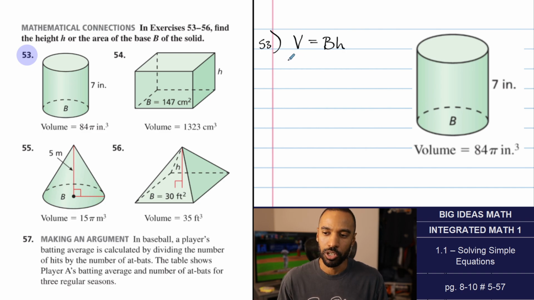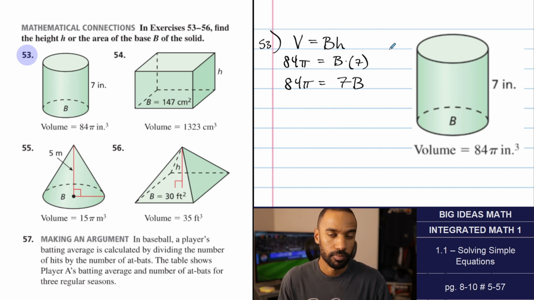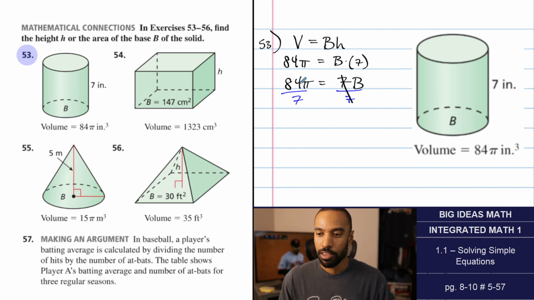You're given the volume as 84 pi cubic inches. You're given the height is 7 inches. You're multiplying b by 7. I'd prefer writing that as 84 pi equals 7b. We are trying to find the base area, not the radius. We're just trying to find the base area. So we're going to divide both sides by 7. Now 84 divides by 7, which is 12. So 84 pi divided by 7 is 12 pi. So 12 pi equals b.